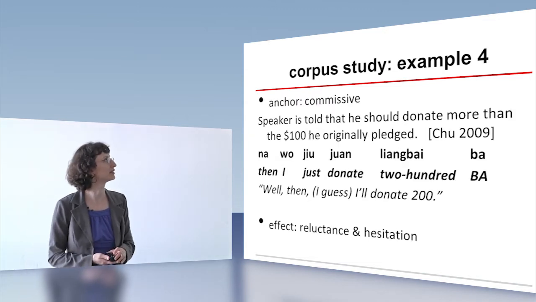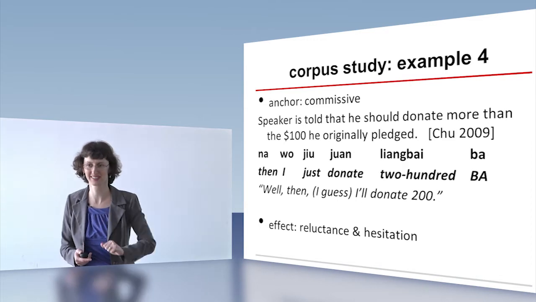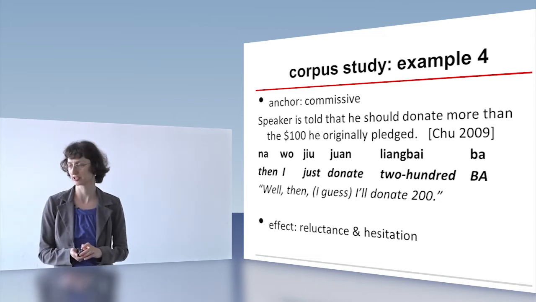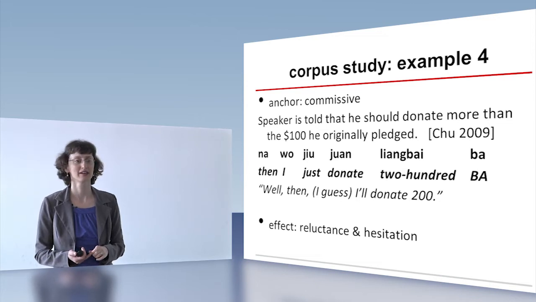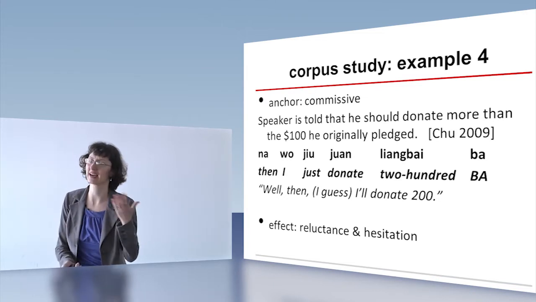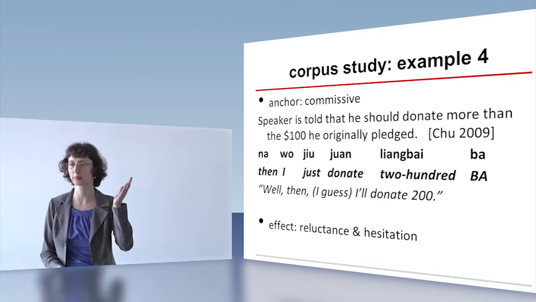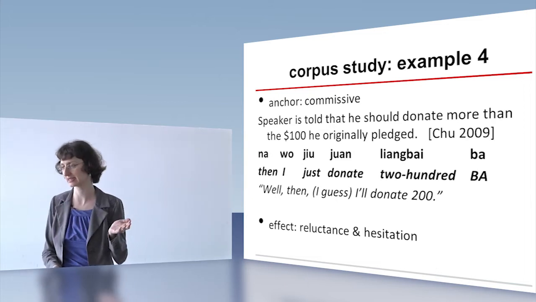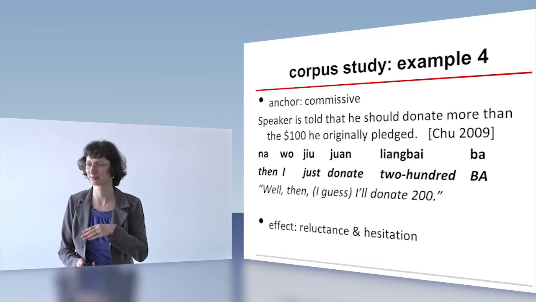Okay, here's a final example of the core four examples, and it is a commissive. Notice I'm not saying what clause type it is. More on that later. So the speaker is told that he should donate more than the 100 bucks he originally pledged, and he says, well, then I donate 200 ba. And here, there is this feeling of, okay, well, if you really want to, fine. We saw an example of that kind of contextual effect in the very first example of ba that I gave, with the hearer begging to go, and then go ba would mean, well, okay, fine, if you must, go. So that was with the imperative, this is with the commissive, but the effect is the same. The idea is that you get this feeling that the speaker is reluctant to go ahead and donate or promise to donate, right?